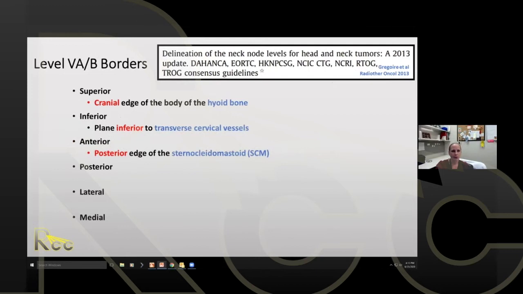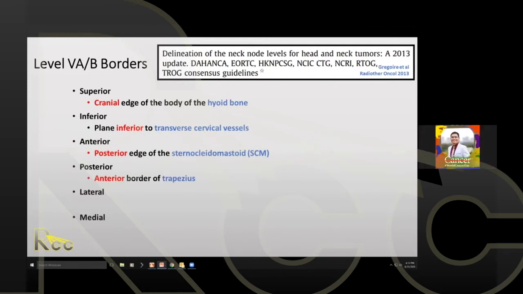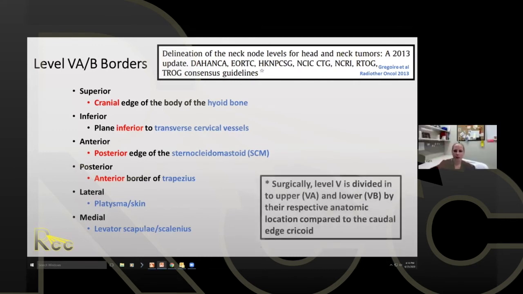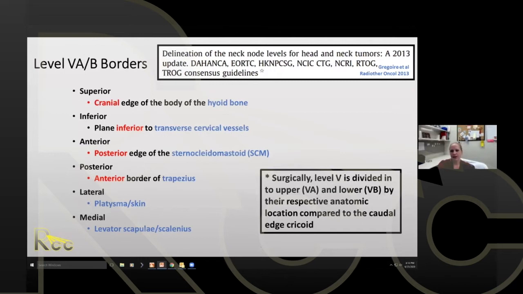What is the posterior border of level 5? Anybody? Very good. And the lateral border? And then in some CT cuts, the skin we'll use. And then what about the medial border? Scalene muscle. Yeah, the scalenes and then the levator scapulae. And then important to note, surgically, level 5 is divided into the upper and lower level 5 by their respective anatomic location compared to the caudal edge of the cricoid.